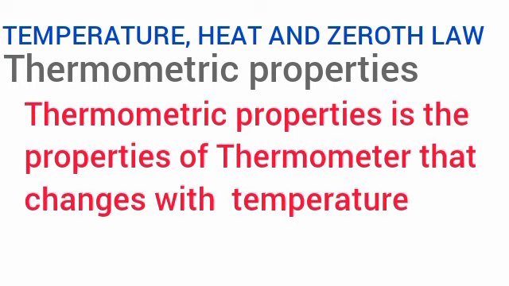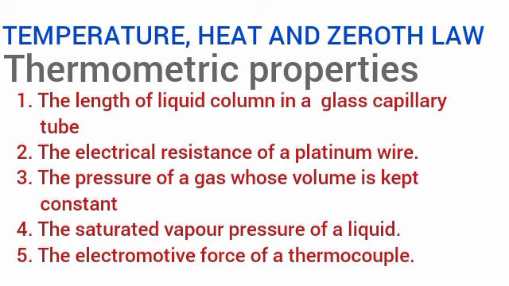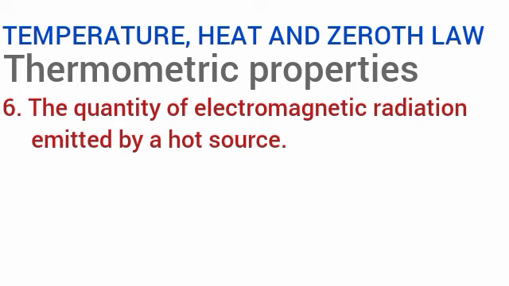Let's talk about the general thermometric property. Thermometric properties are the physical properties of a thermometer that change with temperature. Some of these include the length of the liquid column in a glass capillary tube, such as we see in the mercury in glass or alcohol in glass thermometer. We have the electrical resistance of a platinum wire. We have the pressure of a gas whose volume is kept constant. We have the saturated vapor pressure of a liquid. We have the electromotive force of a thermocouple, which is found in the thermocouple thermometer, as well as the quantity of electromagnetic radiation emitted by a hot body, as we see in the pyrometer.